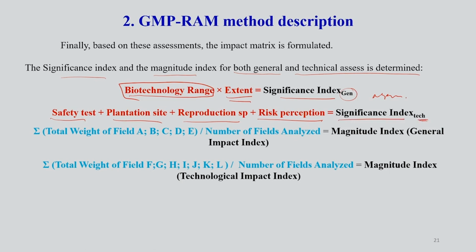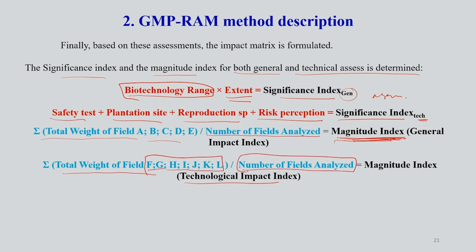Now, how do you get the magnitude index, which is a general impact index? By adding the total weight of a field A, B, C, D, E, wherever you have carried out your experiment, divided by the number of fields that are analyzed, means 1, 2, 3, 4, 5. So, that will give you a magnitude index. Now, the magnitude index for technological impact index, how can you measure it? Again, total weight of the fields F, G, I, J, K, L, the remaining part, divided by the number of fields that you have analyzed. So, one you get the magnitude index for general impact index, another magnitude index for technological impact index.